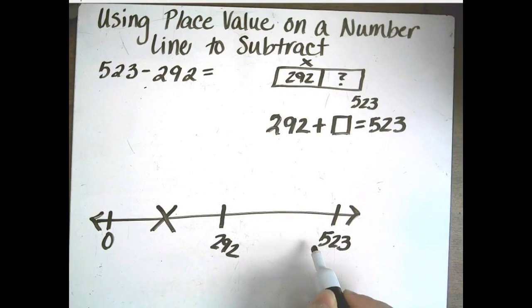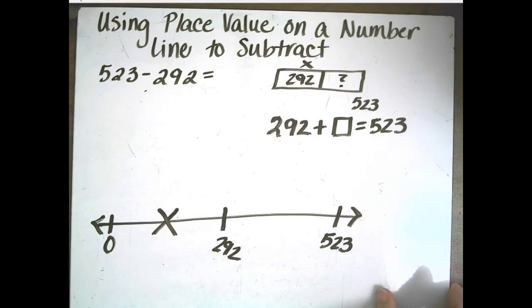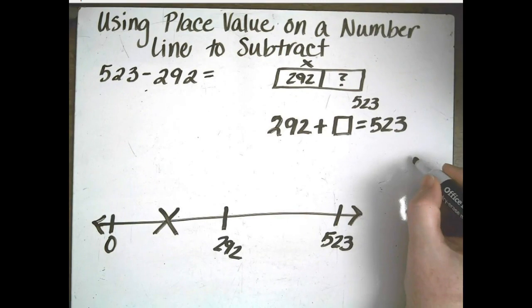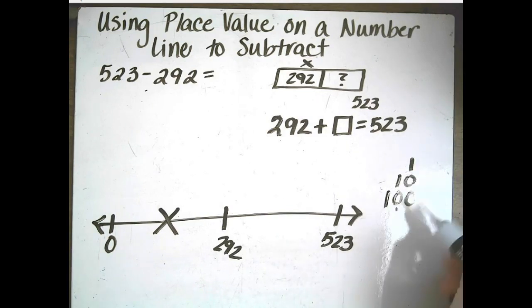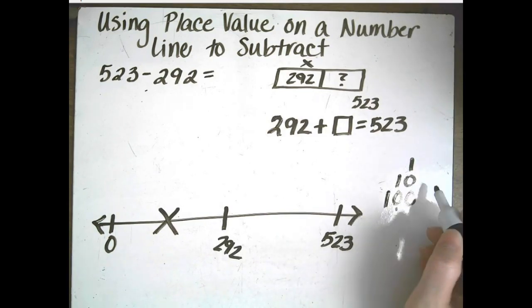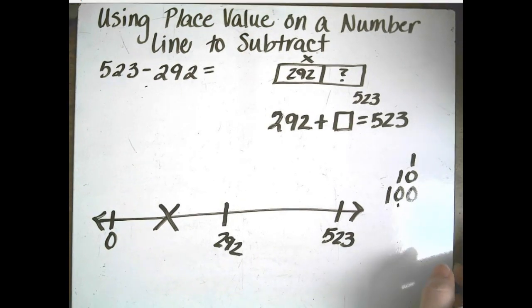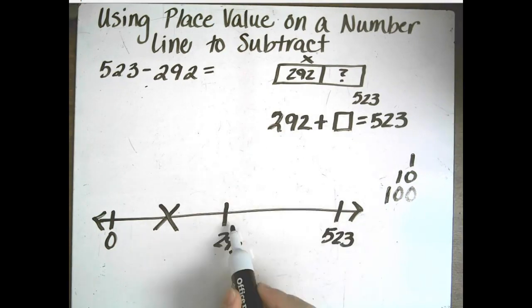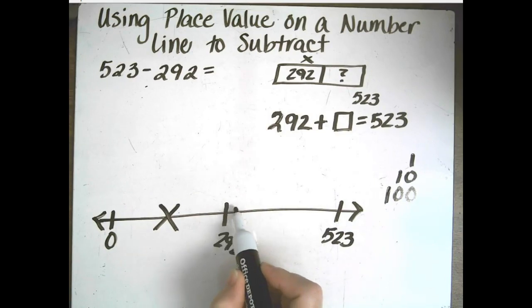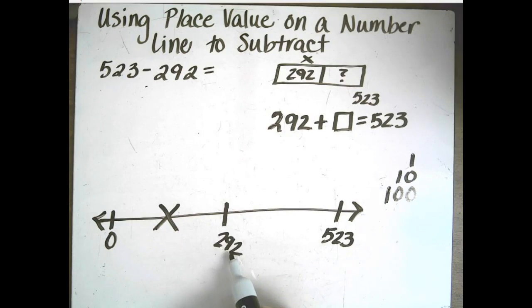I'm going to do that using place value. I can use the ones place value, I can use the tens place value, and I can use the hundreds place value. I'm going to use these numbers because I know these are numbers that are easy to count by. Ones, tens, and hundreds. Starting at 292 and finding the difference between that and 523, I'm going to do a small jump to the number 300. That's a friendly number for me.